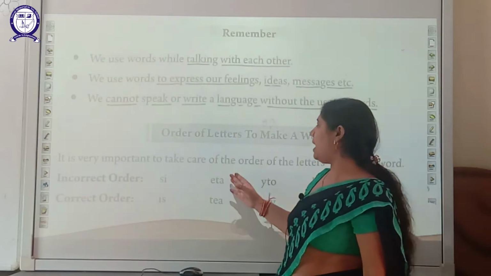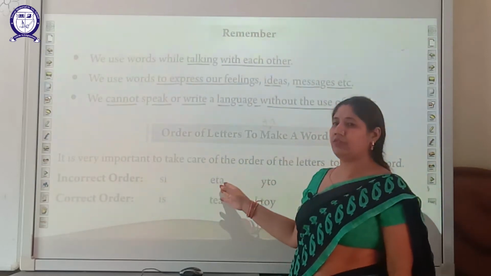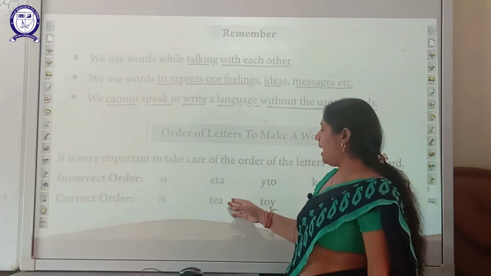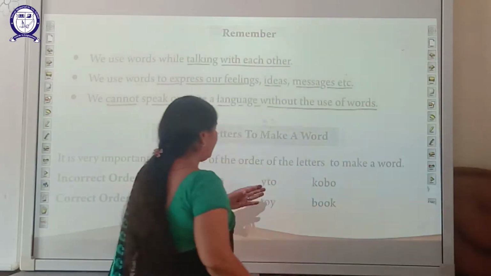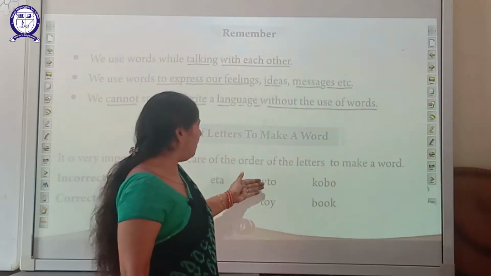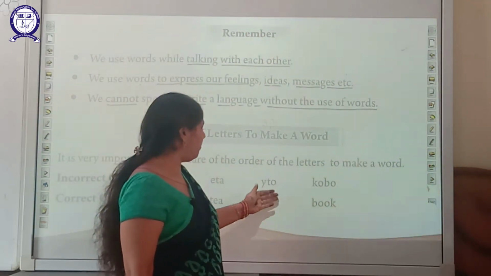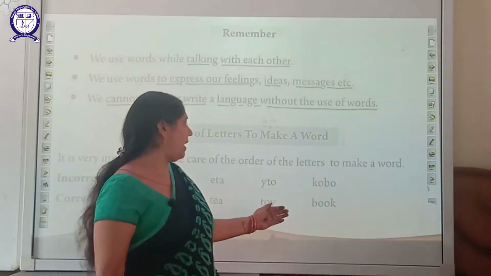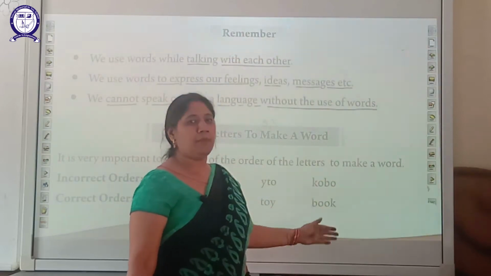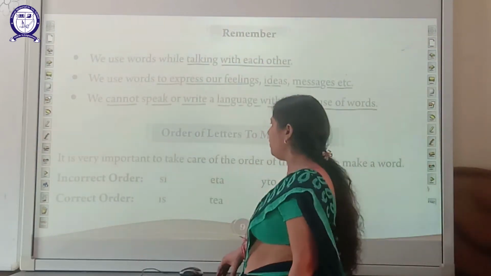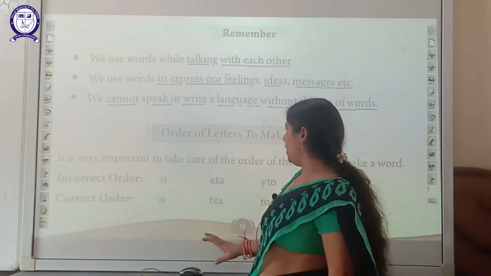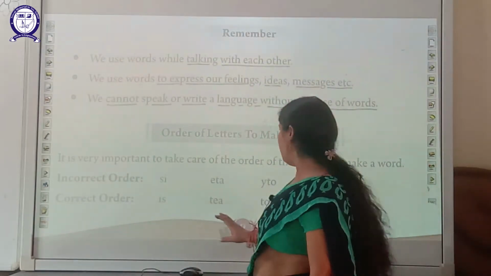We have E-T-A, that is a meaningless word. When we arrange it in a proper way, it makes TEA. Y-T-O, that has no order and no meaning. When we arrange it in a proper way, it is a proper word: TOY, toy. K-O-O-B, these are the letters arranged as book: BOOK, book. So friends, when we arrange the letters, it is very important to take care of the order of the letters to make a meaningful word.